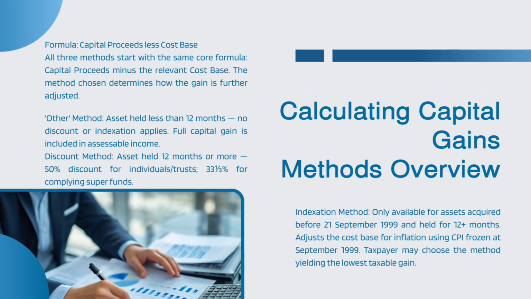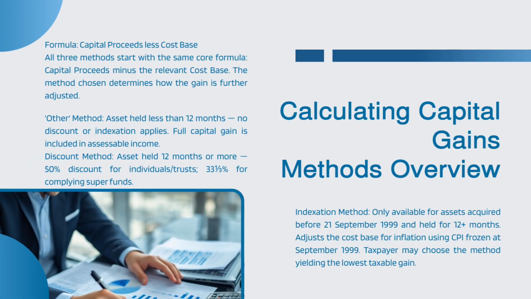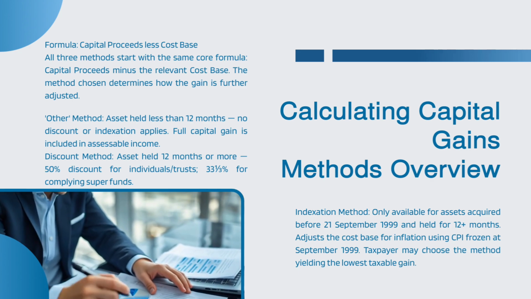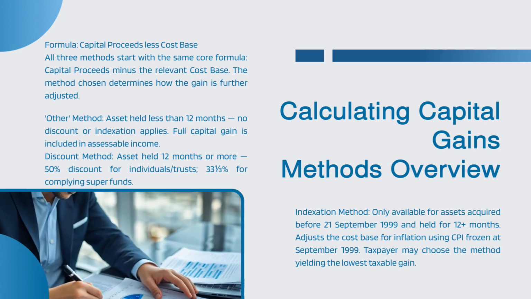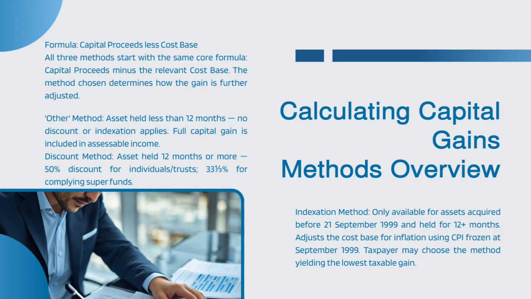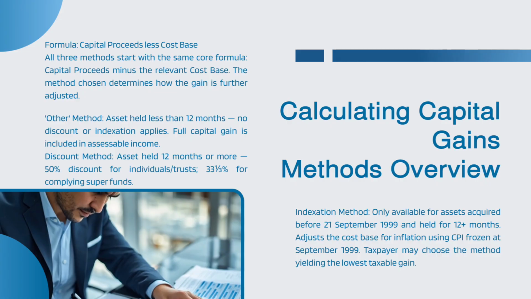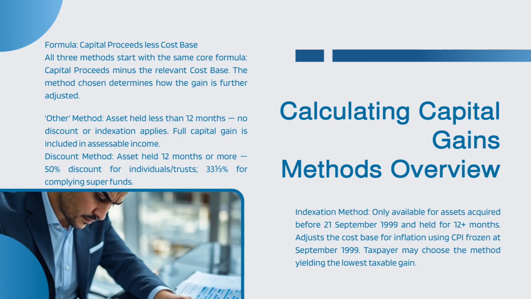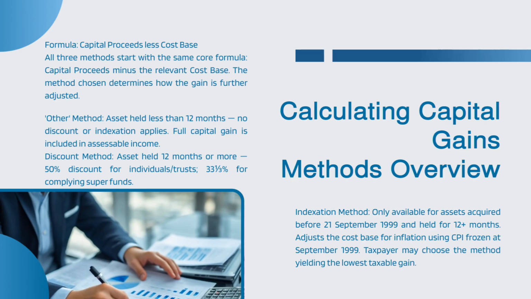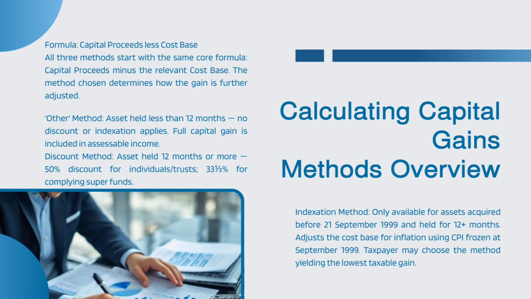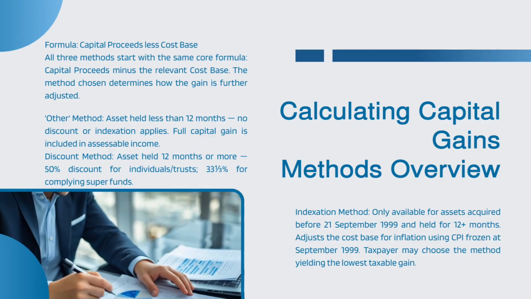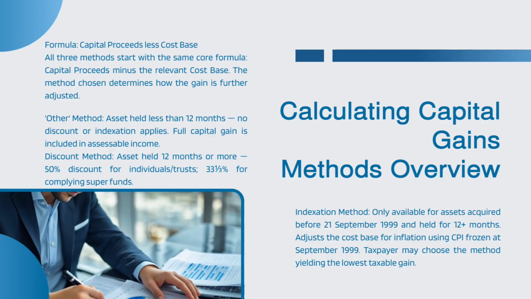When an asset is sold, a capital gain arises if the capital proceeds exceed the cost base. There are three calculation methods. If the client has held the asset for less than 12 months, and we count this precisely as at least 365 days excluding the acquisition and disposal dates, they must use the other method, which simply subtracts the cost base from the proceeds. If they have held it longer, we can use the discount method, or, if purchased before September 21, 1999, the indexation method.